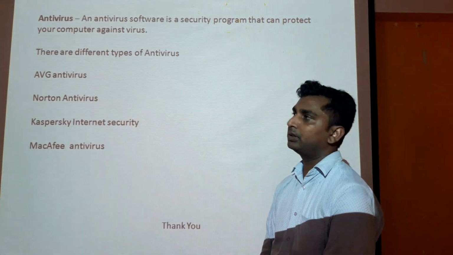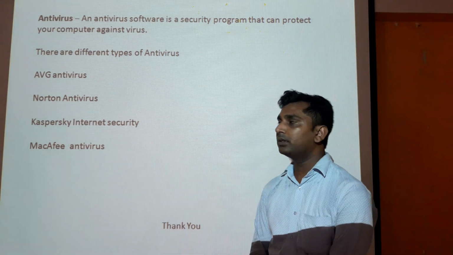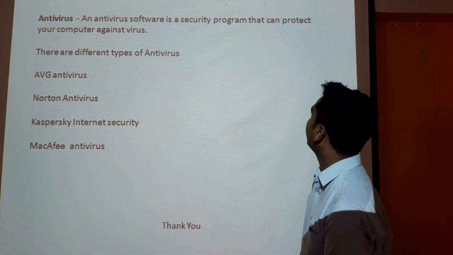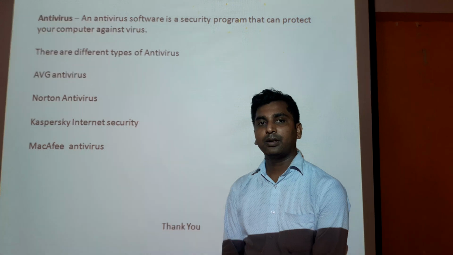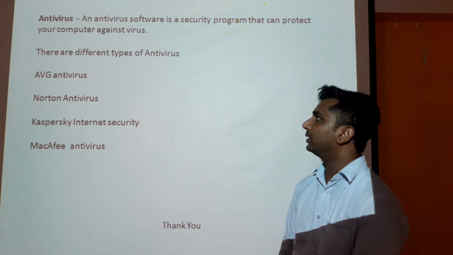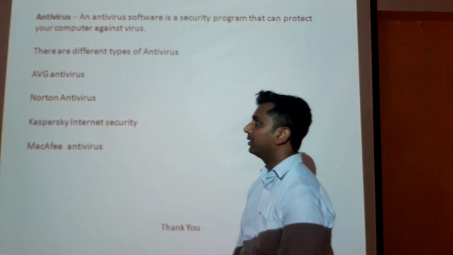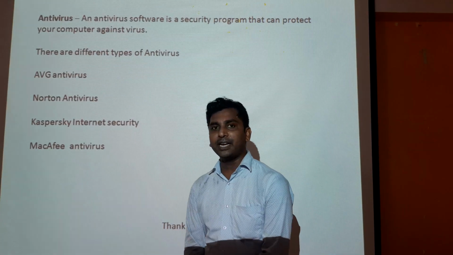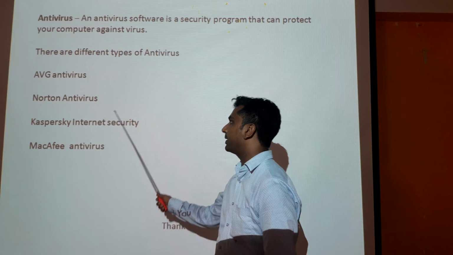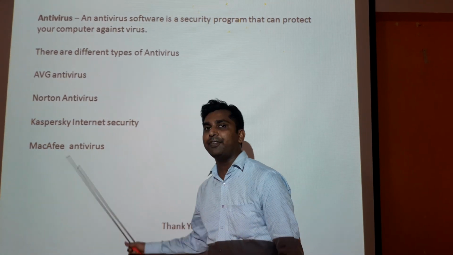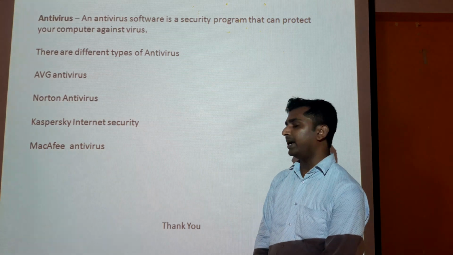Next is antivirus. What is antivirus? Antivirus software is a security program that can protect your computer against virus. There are different types of antivirus in the market. First is ABC antivirus, second is Norton antivirus, third is Kaspersky antivirus, and fourth is McAfee antivirus.